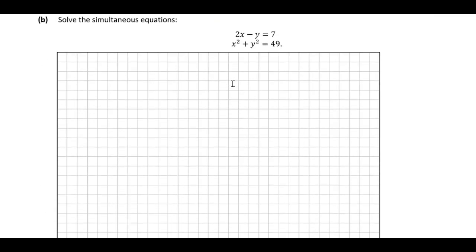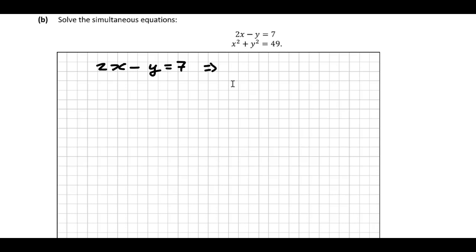Let's have a look at part B. Solve the simultaneous equations. Okay, so we have two equations here. We have a linear one and we have this one here with an x squared and a y squared. It's actually the equation of a circle. This is the equation of a straight line. So the way you're going to do this is by substitution. You're going to take the linear equation, which is 2x minus y is equal to 7, and get x in terms of y or y in terms of x and substitute it into the second one here. So I'm going to get y in terms of x.